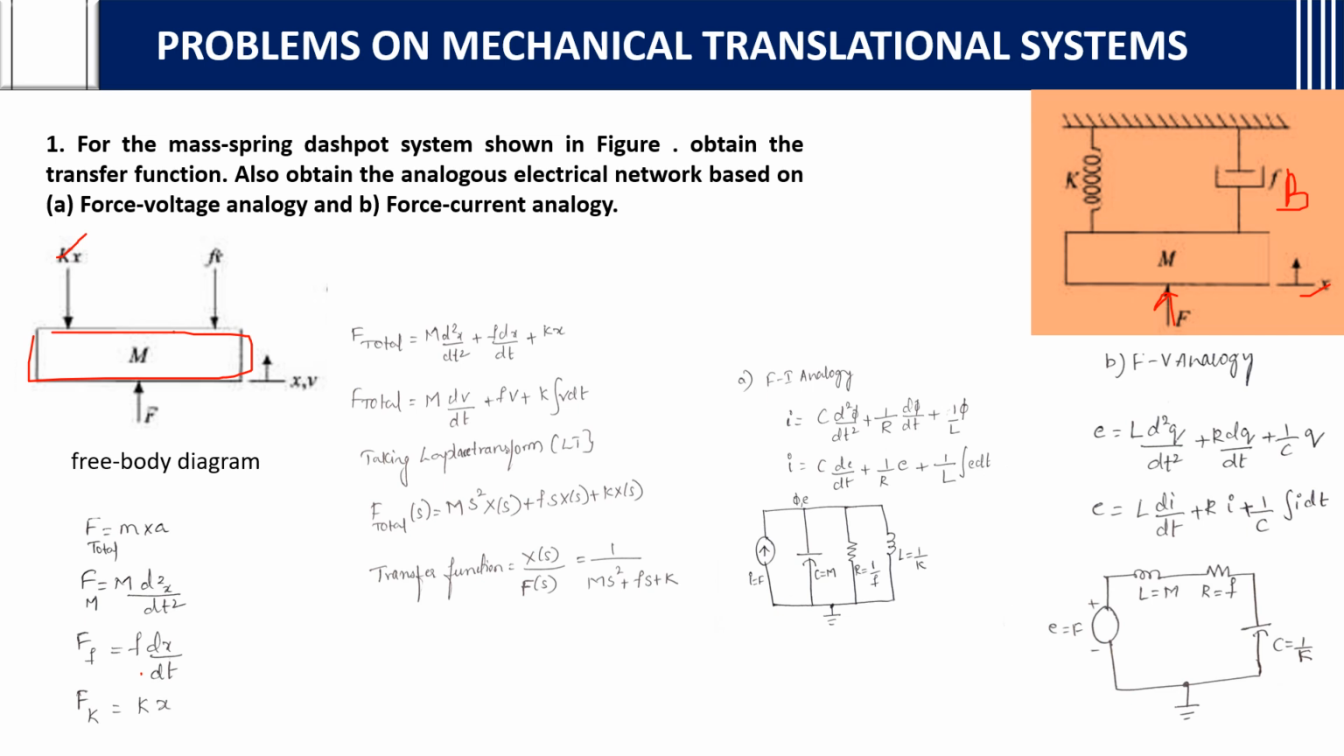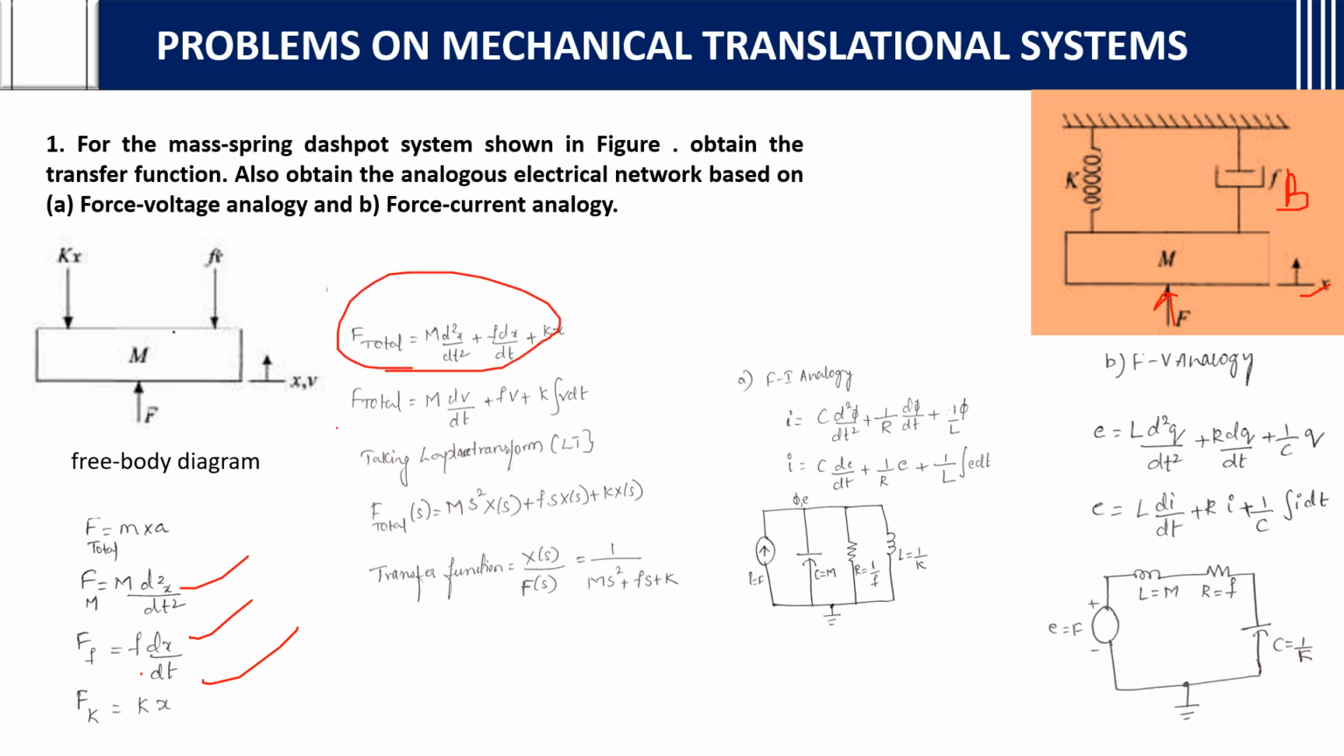So separately we will write the force for each element from the free body diagram. After that the total will become the addition of these all three. Write M d square x by dt square plus F into dx by dt plus Kx. After writing this, you can write this in terms of velocity also.